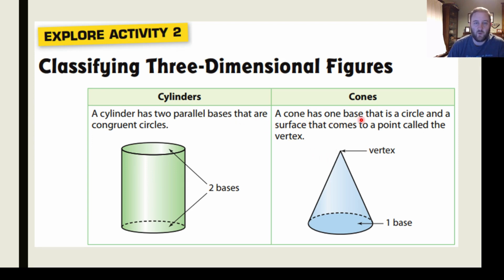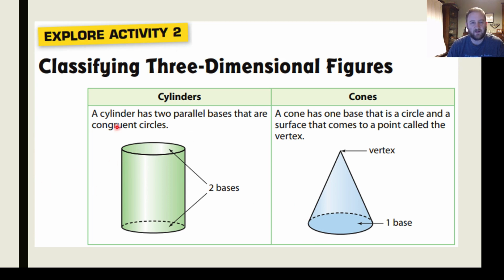A cone has one base that is a circle and a surface that comes to a point called the vertex. So there's a circular base right here, just one circular base, and then there's one point called the vertex at the top, and then those are joined by this curved side like so.